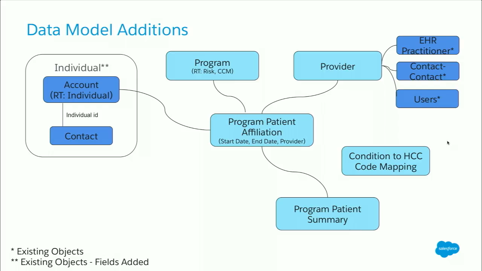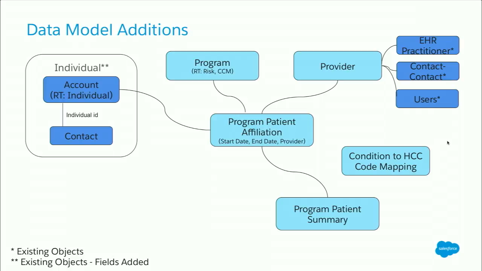Thank you, Mike. That was a great presentation. And one thing I forgot to mention is that we've made a number of data model additions in order to support the various features that we enabled in Spring 17. So I wanted to quickly cover those as well. The objects that are in dark blue are existing objects, but we've added fields to the individual object. And the ones that are in light blue are the objects that we've added.